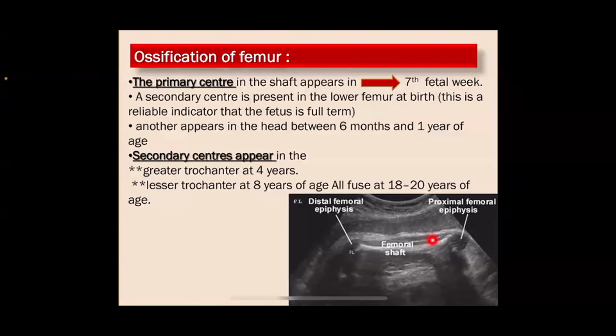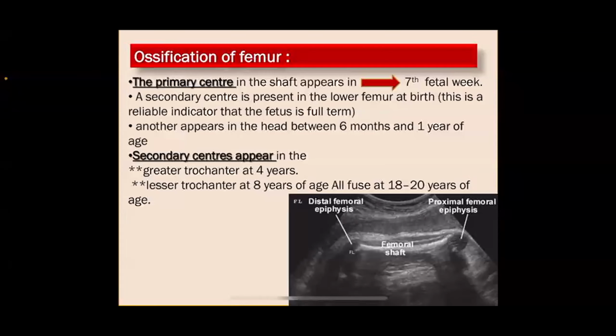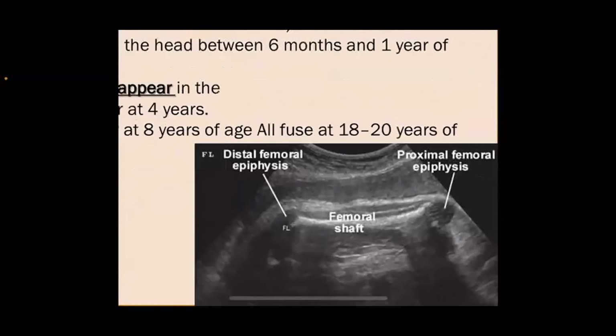So this is an ultrasound image showing the femoral shaft. This is the proximal femoral epiphysis. This is the distal femoral epiphysis.